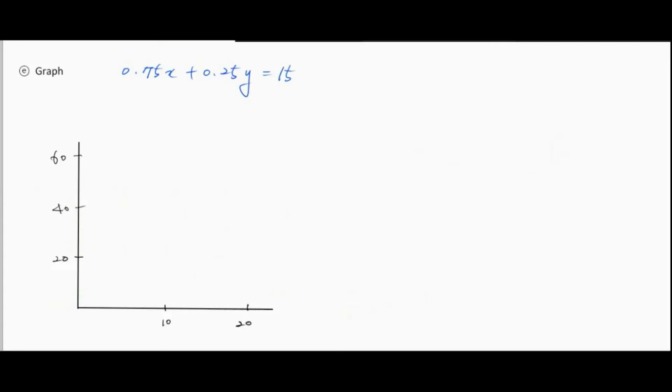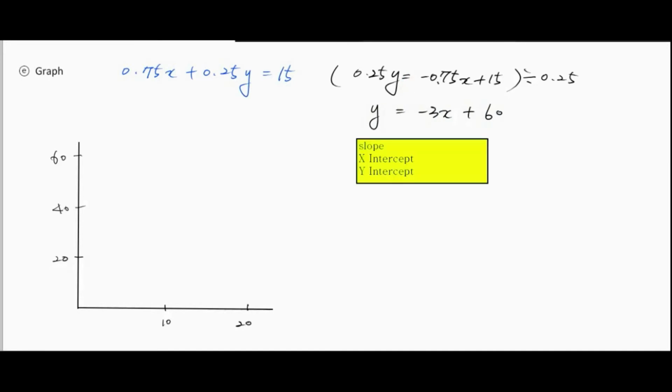And now let's draw the graph. To draw the graph, it's easier to have it in y equals form. So with the x going over, it will be 0.25y equals minus 0.75x plus 15. And then we'll divide the whole side by 0.25. We'll multiply the whole side by 4. It will be y equals minus 3x plus 60. And we can know 3 things from here. The slope, x-intercept, and y-intercept.